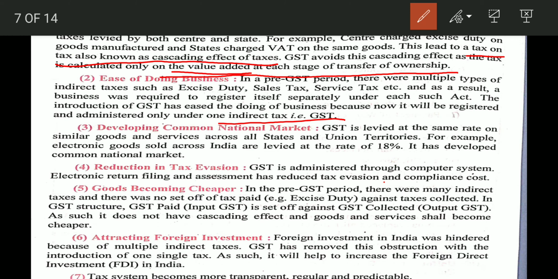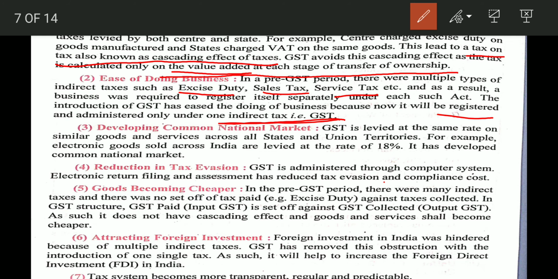Now, in pre-GST period, when there was no implementation of GST, you had to register under different indirect taxes, excise duty, sales tax, service tax, and so many different types of indirect tax imposed by the central and the state government. But now you don't have to do anything, you just have to register yourself under one indirect tax, that is GST.